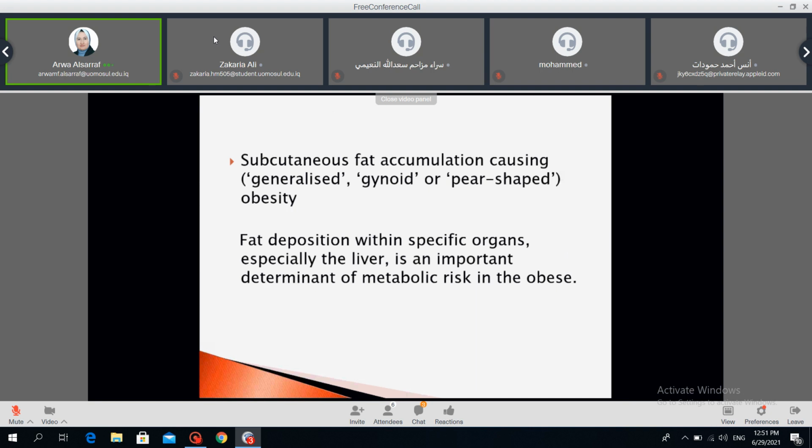After menopause, usually the obese ladies will get the same appearance of the apple-shaped obesity like in men. As we say, the fat deposition within specific organs, especially the liver, is an important cause for metabolic risk in an obese person, and it is more common in the central type or apple-shaped obesity.